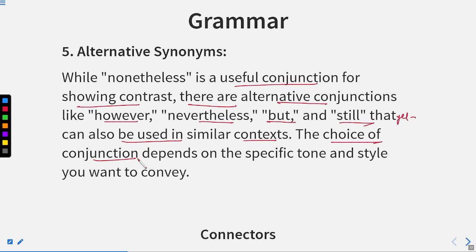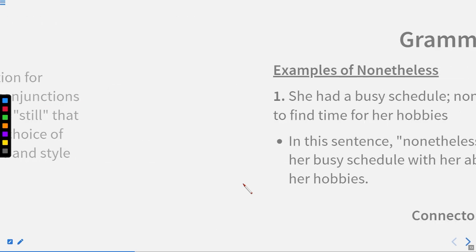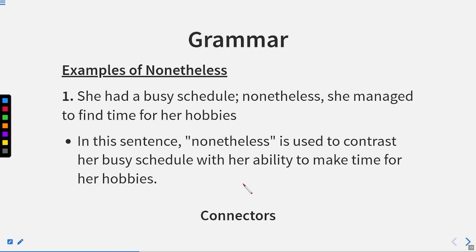The choice of conjunction depends on the specific tone and style you want to convey. Now, this is just up to you, whatever is there in your mind at the time of speaking, and whatever comes to your mind, you can write, or you can use any contradictory conjunction as per your requirement or as per your ability to speak them. Now let us move to the next one. Examples of nonetheless. Now let us have some examples of nonetheless.